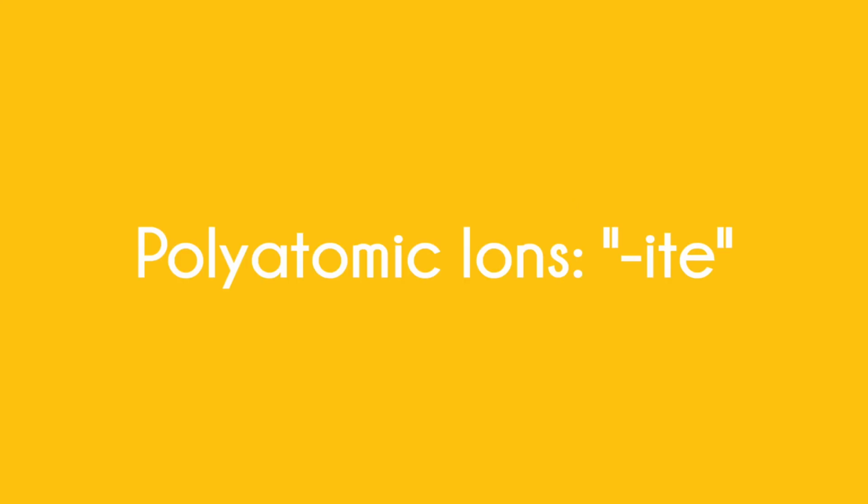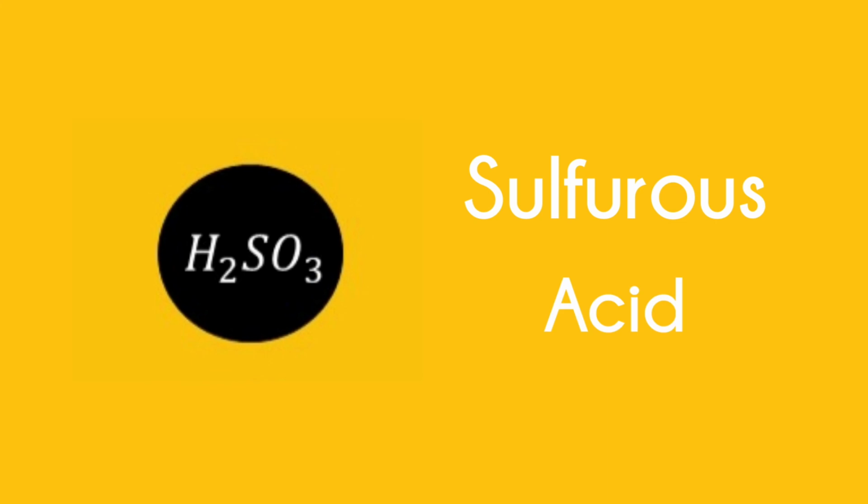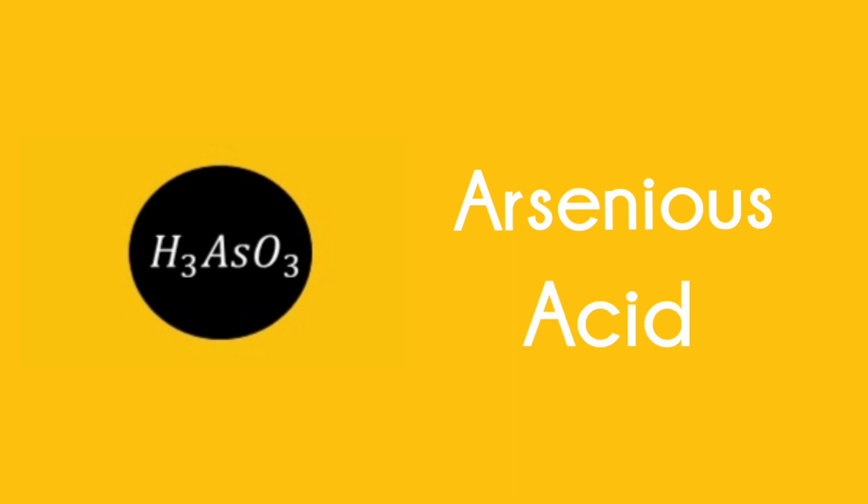Now let's move on to polyatomic ions with a suffix of ite. When these become acids, we have to follow this naming format. For example, we have this chemical formula. So, we take its root and add ous, then acid. Next is this one. So again, we take the root, add ous, then acid. Now it's your turn.